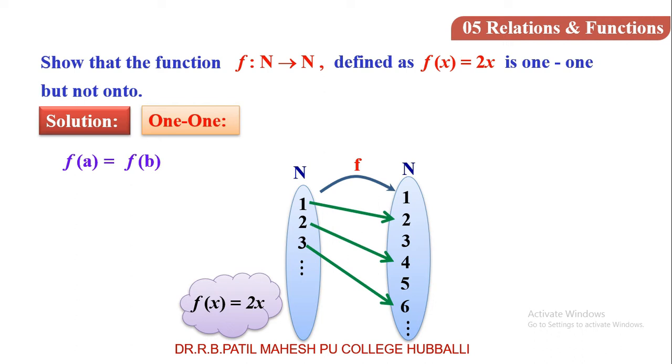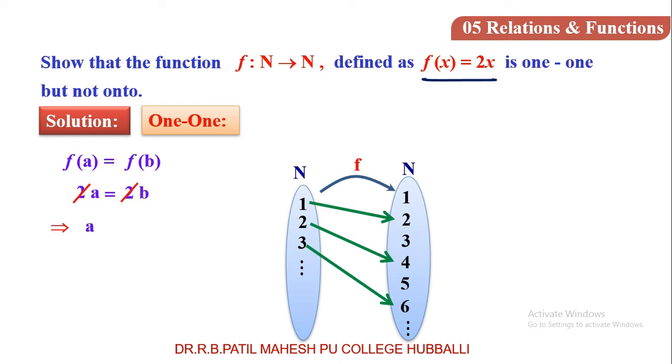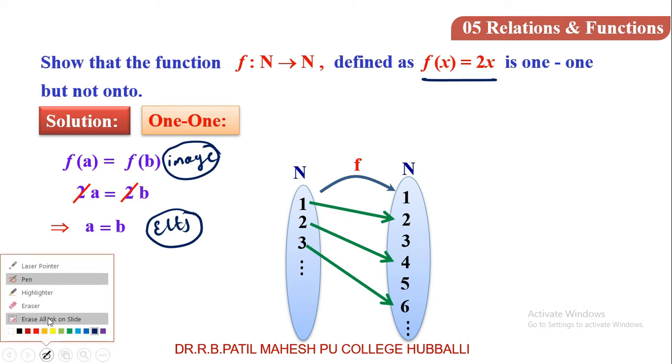So f of a equal to f of b. Look at the function f of x equal to 2x. So if you take a, then we get 2a. If you take b, we get 2b. 2 and 2 will get cancelled. a equal to b. It means that images are equal and elements are also equal. Dear students, in the beginning of this video I explained two ways for one-one. Here images are equal, elements are equal. Then the function is a one-one function.